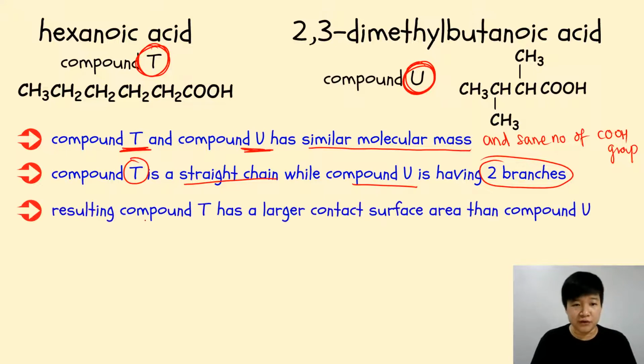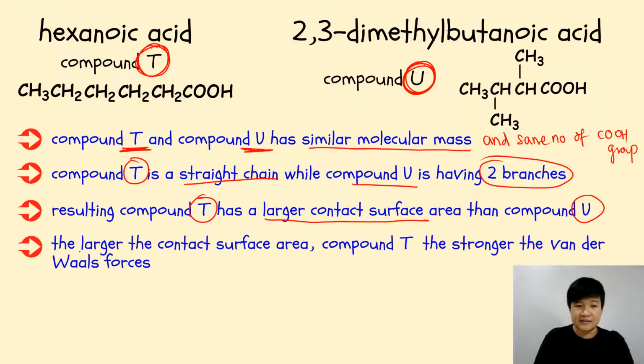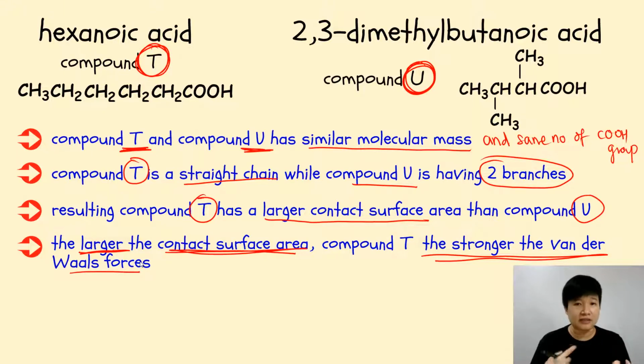Next, we will then move into contact surface area. When your T is a straight chain, your T will then have a larger contact surface area than the U. Okay? From the molecular shape, moving straight to the contact surface area. Next, the effect of the contact surface area: the larger the contact surface area, the stronger the van der Waals forces. So, relate the contact surface area with the van der Waals forces. The larger the contact surface area, the stronger the van der Waals forces.